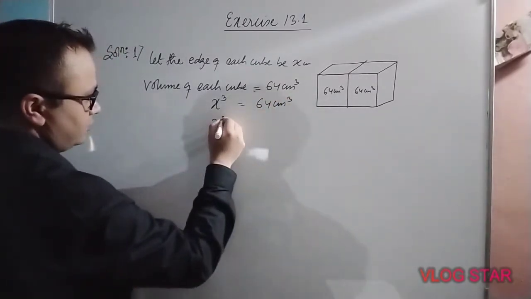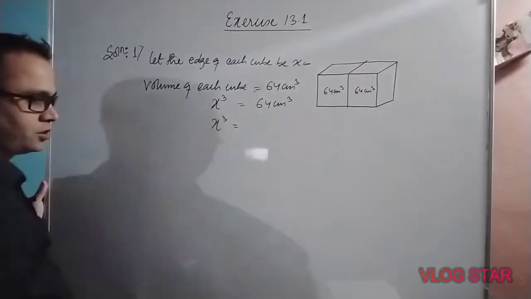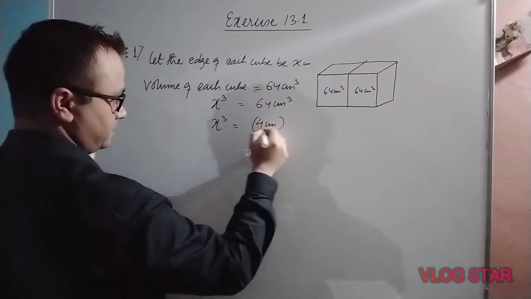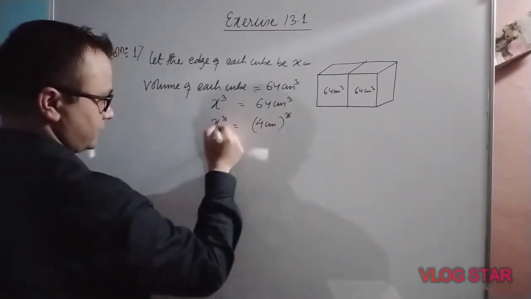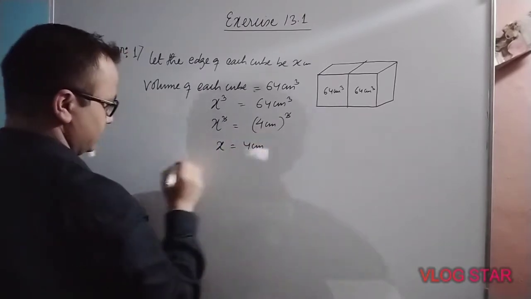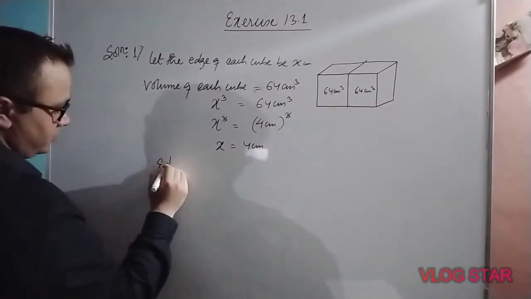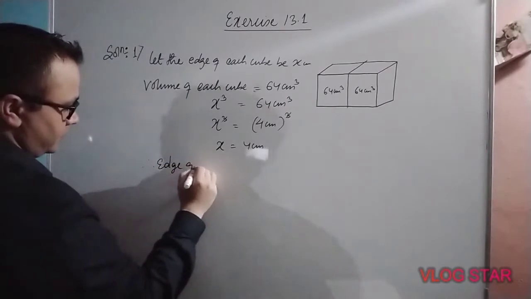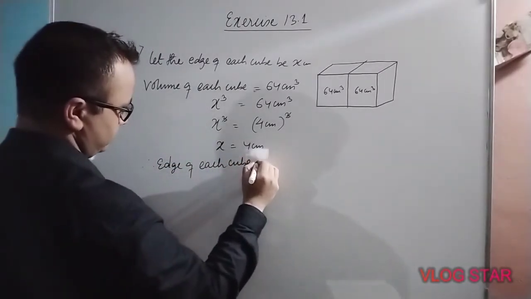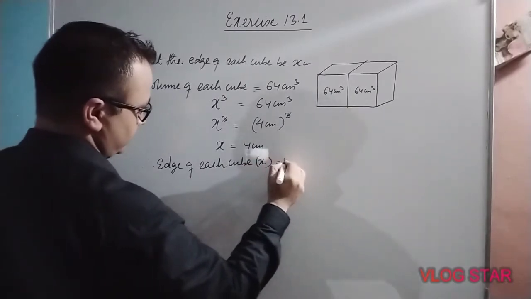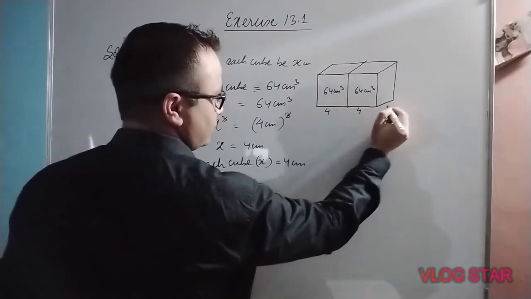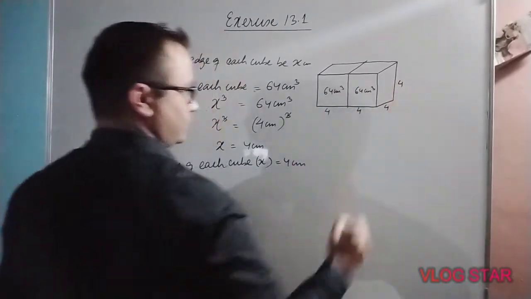So x cube equals 64. What is the cube root of 64? It is 4. So x is 4 centimeter whole cube, the cube cancels from the left hand side and right hand side, so x equals 4 centimeter. Therefore the edge of each cube is 4 centimeter. That means this is 4, this is 4, this is 4, this is 4.